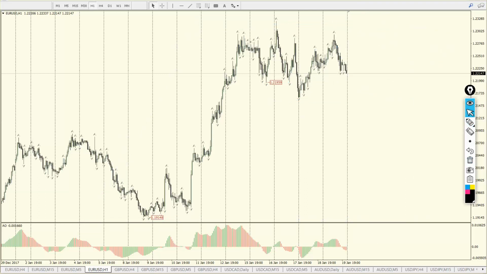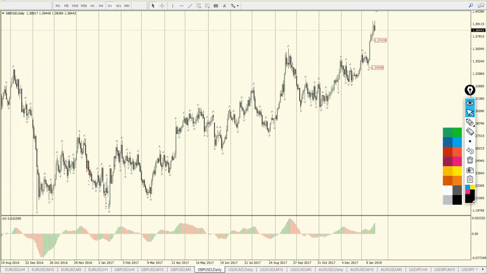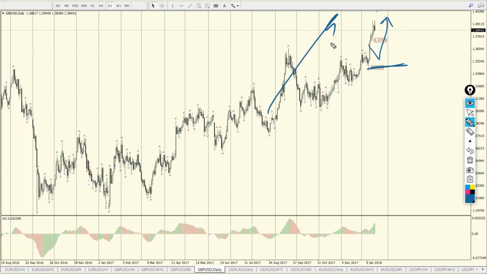Next pair is British pound against US dollar. If you remember my last review, I mentioned this pivot point, and I said that as long as this pivot point is not broken, the trend of daily will proceed. As you can see, we had the whole last week a trend up, and the pivot point is still in the same place, and as long as this pivot point is not broken, the daily time frame trend will proceed.